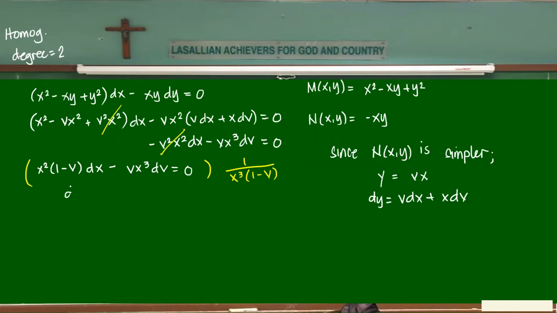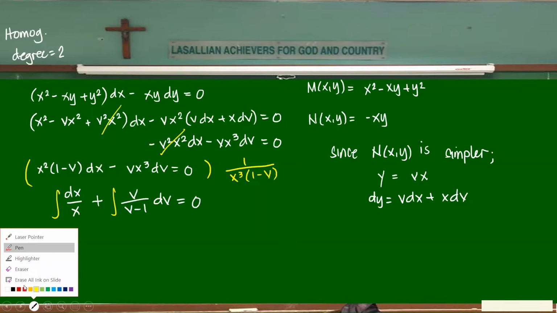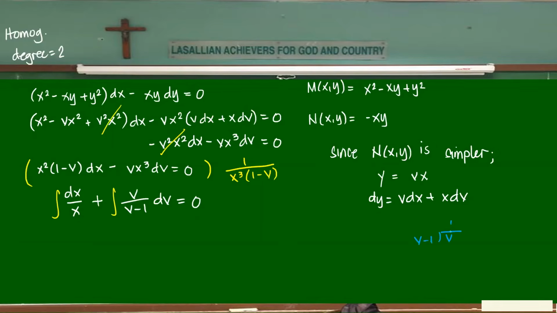So I'm left with dx over x. With this, I can integrate the first term, no problem with that. The second term, there seems to be quite a problem with it because they are of equal degrees. If they are of equal degrees, what can we do? Diba? 1, v minus 1, 1. So that means the second term becomes the integral of 1 plus 1 over v minus 1 dv.